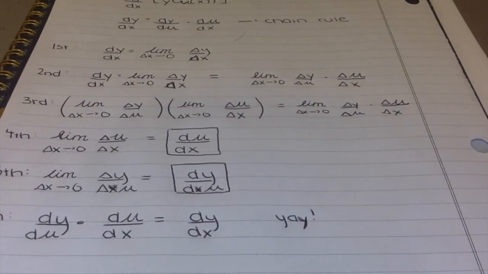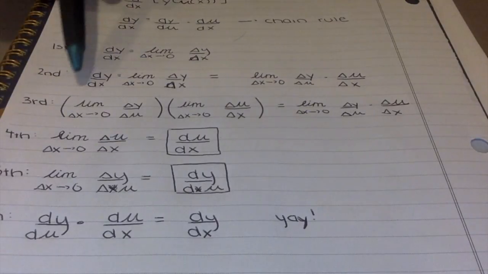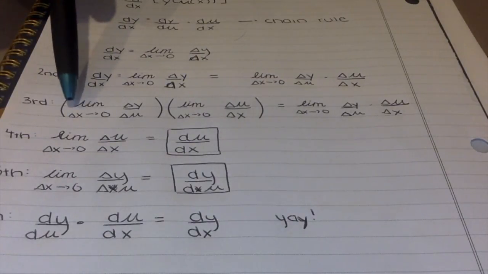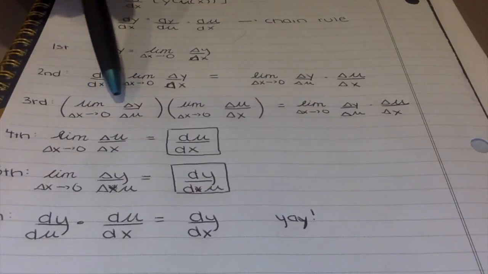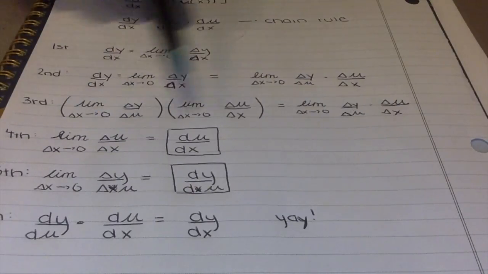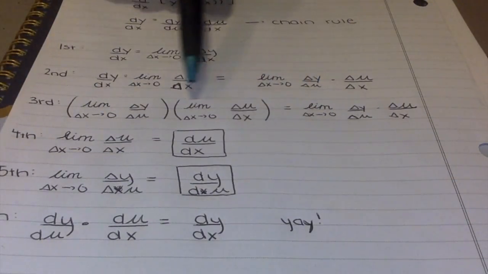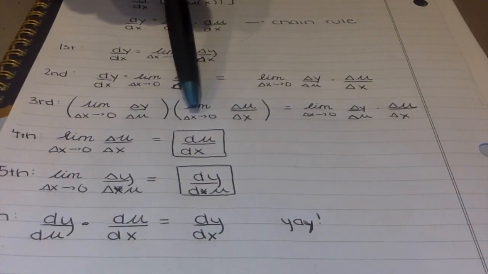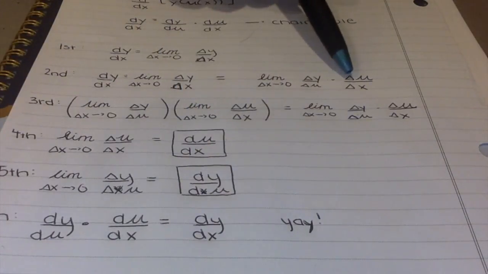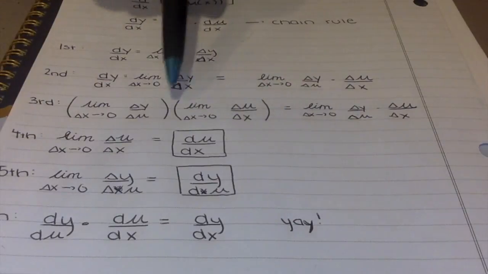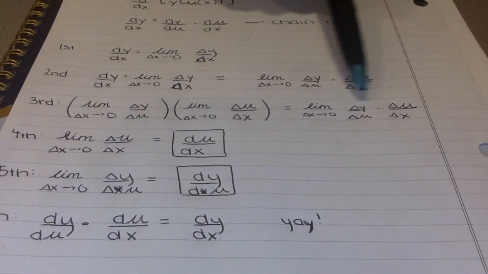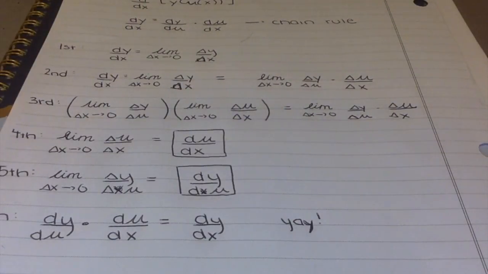Then, by using the rule that a limit of a product is the same as the product of a limit, we are able to take the limit of the change in x approaching 0, delta y over delta u, and multiply it by the limit of delta x approaching 0 of delta u over delta x. This is the same as our equation in step 2.